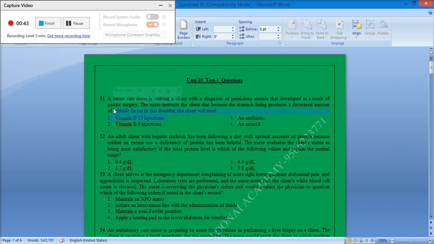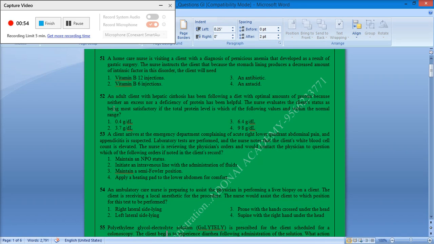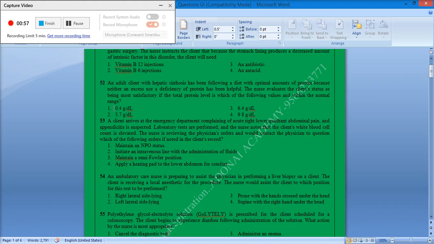52. An adult client with hepatic cirrhosis has been following a diet with optimal amounts of protein, because neither an excess nor a deficiency of protein has been helpful. The nurse evaluates the client's status as being most satisfactory if the total protein level is which of the following values within the normal range? 1. 0.4 g per dL, 2. 3.7 g per dL, 3. 6.4 g per dL, 4. 9.8 g per dL. The correct answer is 3. 6.4 g per dL.